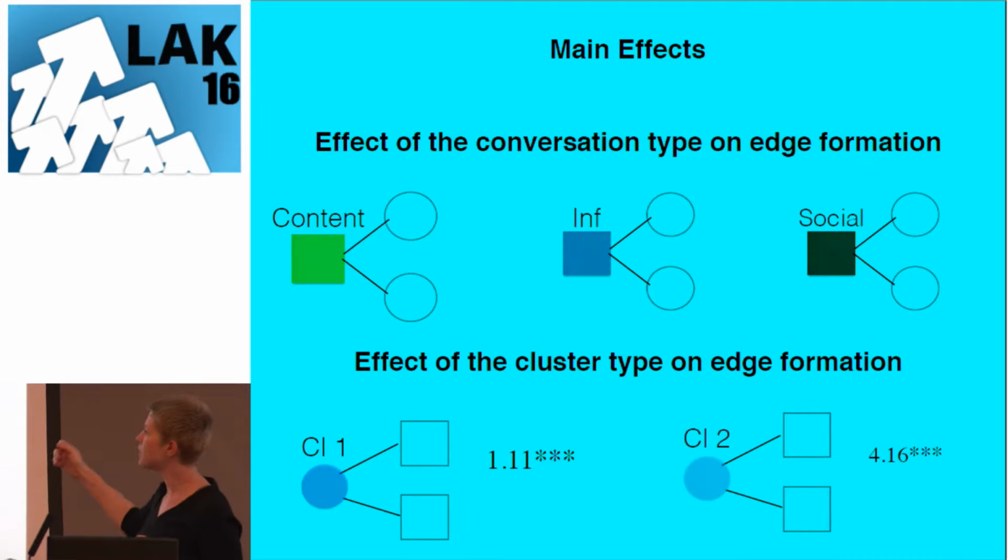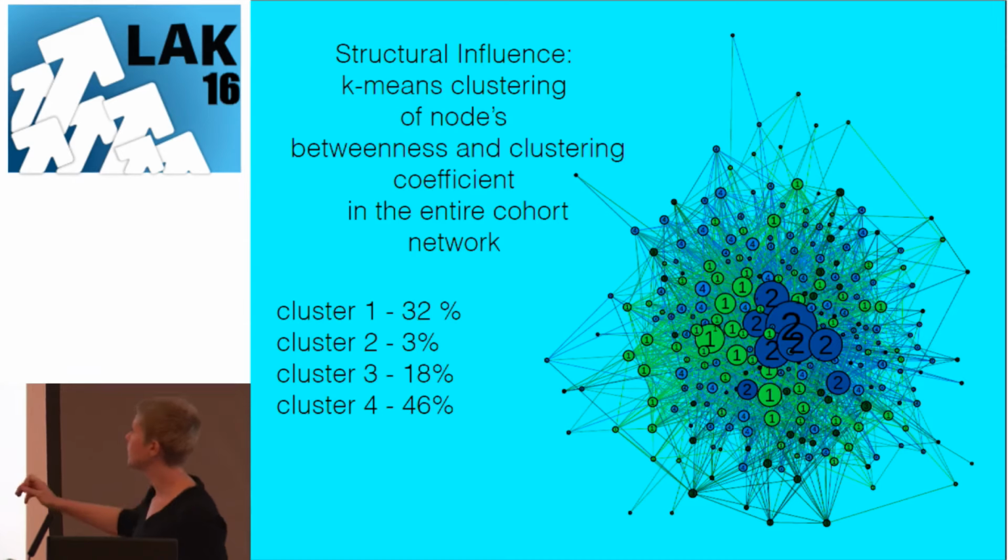Then, are there any type of clusters, so any kind of users, learners, participants that are driving the network formation? And cluster 2, so those, the hyperposters, have very high influence on the network formation. Cluster 1, those are the green guys that I showed you before. I have them again. They also have a lot of edges in the network, so they drive the network formation.